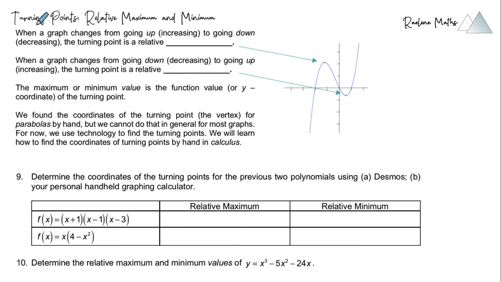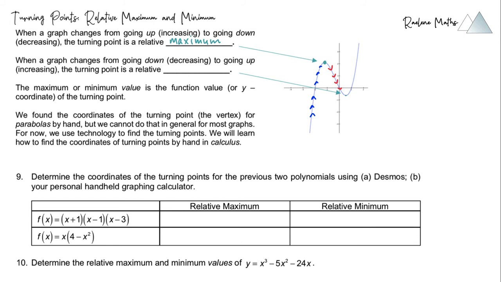Okay, well, when we're talking about turning points, we have some new names for them. In the case of a parabola, we just called it a vertex, but we did identify whether the vertex was a maximum or a minimum based on whether the a value gave us a concave up or a concave down parabola. So in general, whenever a graph changes from going up, which is increasing, to going down or decreasing, the turning point is a relative maximum. So for example, here the graph is going up or increasing, and then the graph is going down. So at the point where the graph changes from going up to going down, we have a relative maximum.